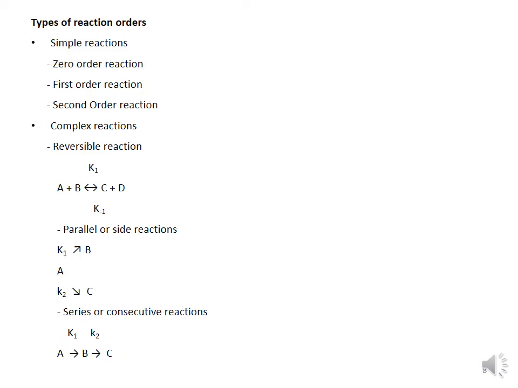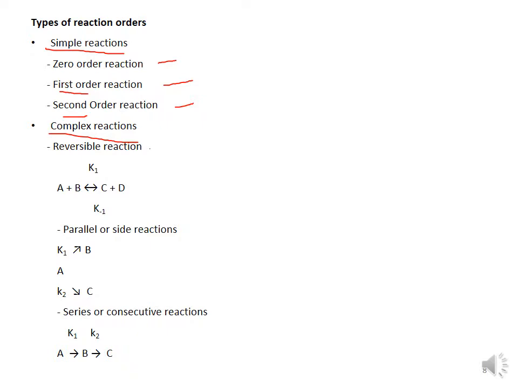Types of reactions. The reactions could be simple reactions or complex reactions. Simple reactions are such as zero order reaction, first order reaction, and second order reaction. In zero order reaction, the reaction rate or speed is independent of the concentration of the reactants. In first order reaction, the speed of the reaction is dependent on the concentration of the reactant as a first order. In second order reaction, the speed is dependent on the concentration of the reactants as second order.